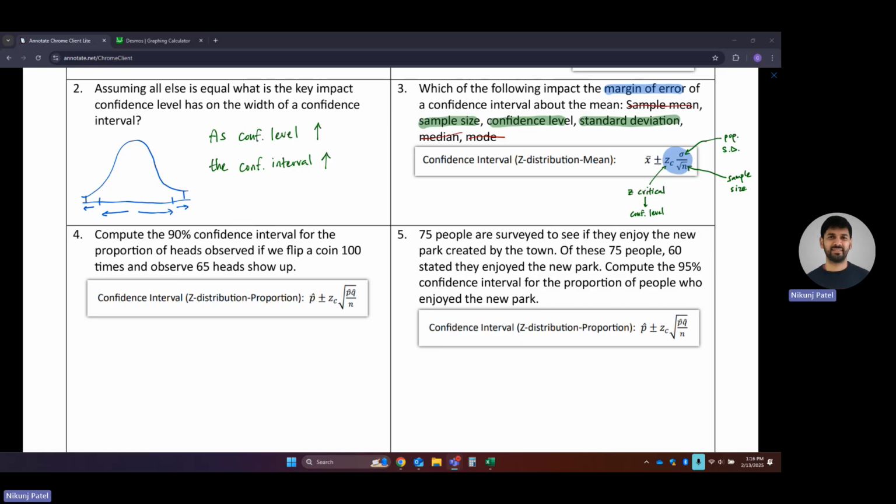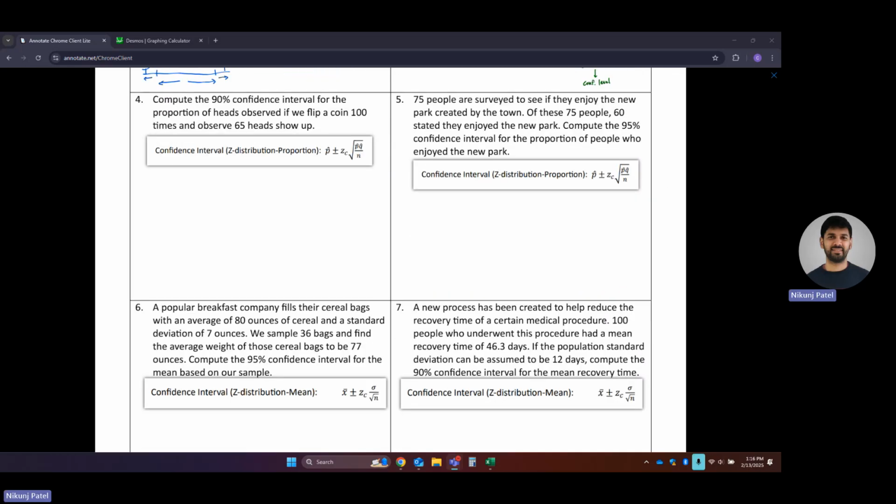All right, for numbers 4 through 7, these are examples where we're going to calculate the confidence interval. And as you can see, I've included the formulas next to each of these questions. However, on the final exam, the formulas won't be next to the question. You'll have them in your formula chart, but you'll need to know when to use a particular formula based on the question. And I'll show you different details to look for to know which formula to use.